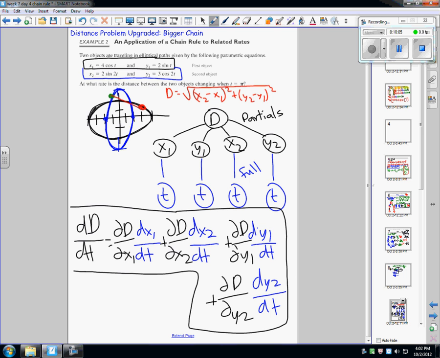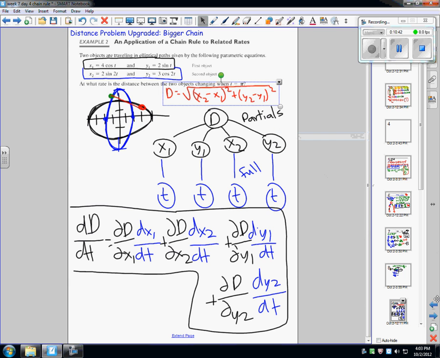So if I wanted, I could solve this problem. If you take a look at it, you definitely know all of the blue derivatives because they're all very simple, with the 4 cosine t, the 2 sine t, the 2 sine 2t, and the 3 cosine 2t. Those are easy derivatives. And the only thing you might be wondering about is how in the world do you take the partial derivatives with respect to each independent variable. So let's just take a look at that. I'm going to copy this and show you how to set up that partial.